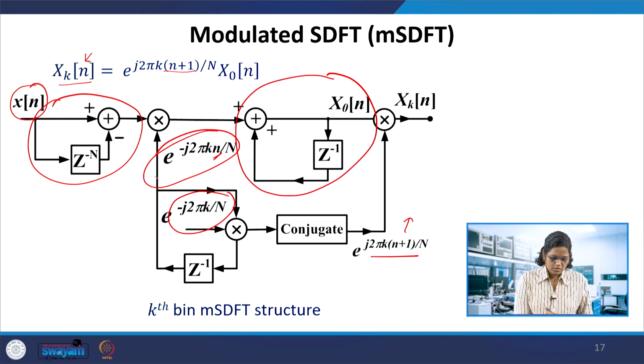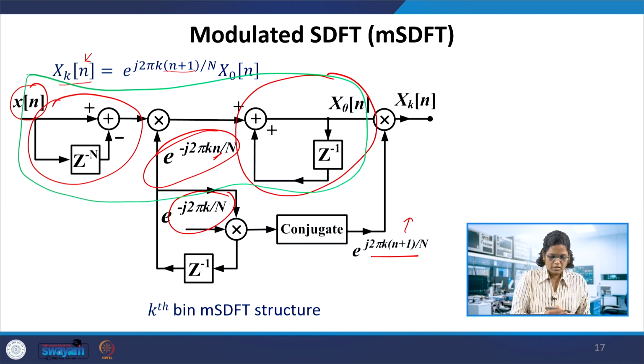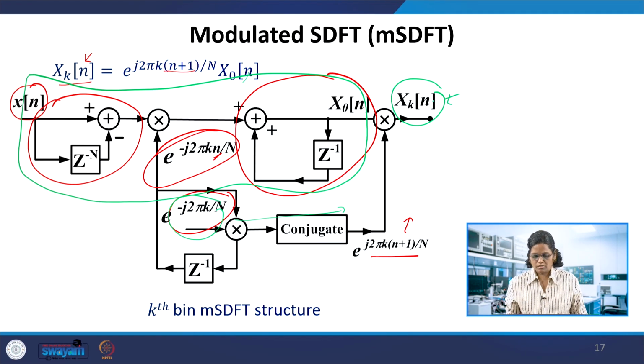So from here to here, it is only the 0th bin, the green one, and if we add the remaining portions to shift the 0th bin output to the kth bin, that is multiplying the 0th bin with e^(j2πkn/N) to get x_k(n). So this is the kth bin mSDFT structure, which makes the twiddle factor free, that was coming in the integration part and accumulating the amplitude and phase errors.